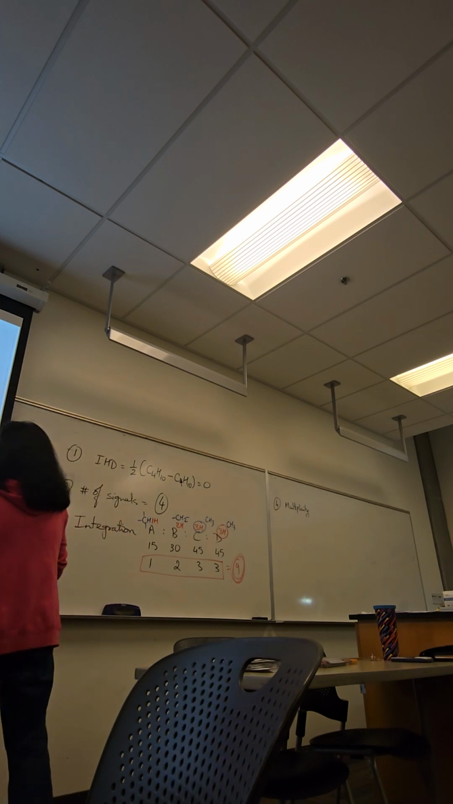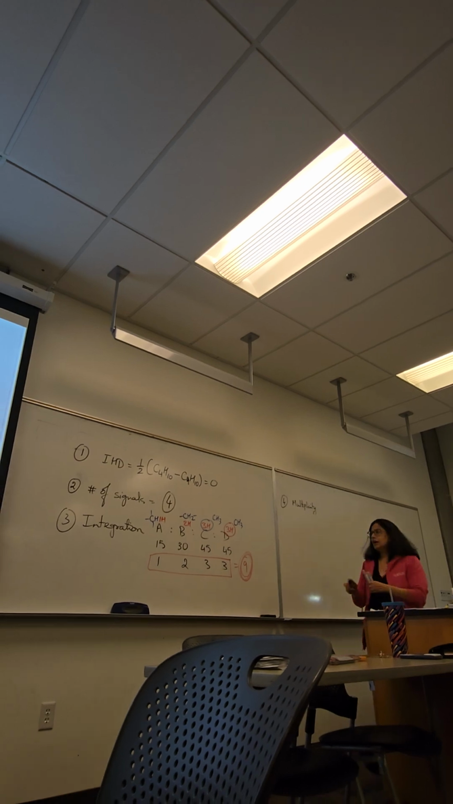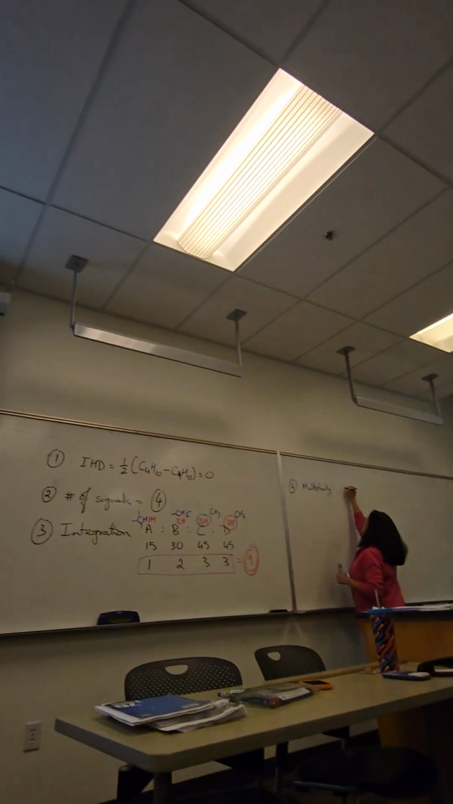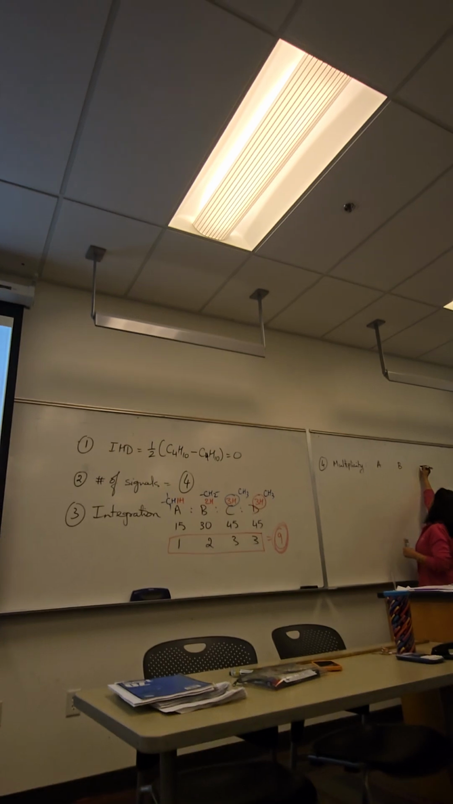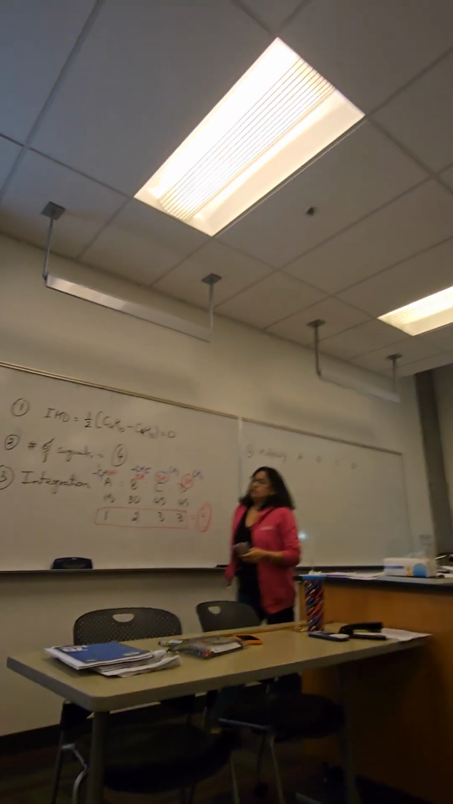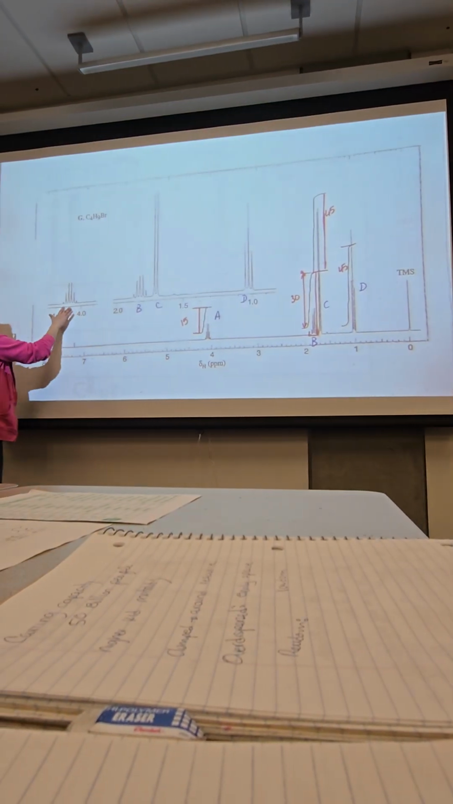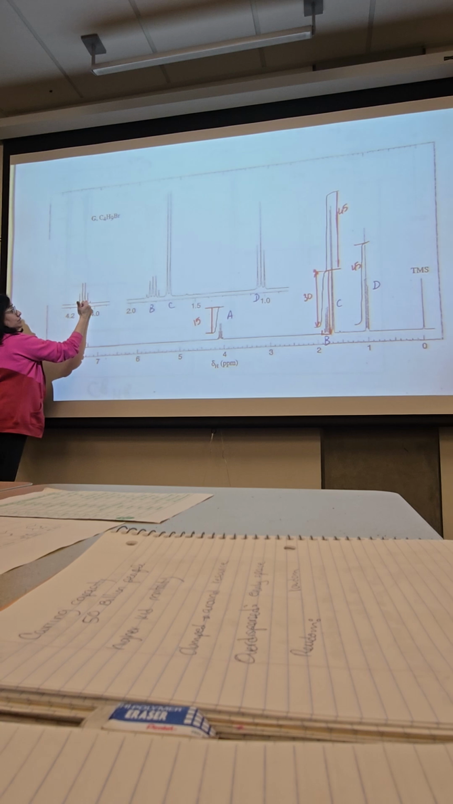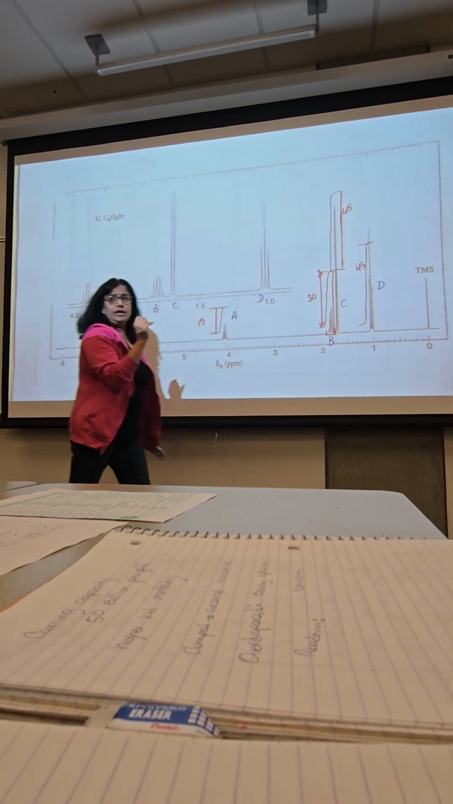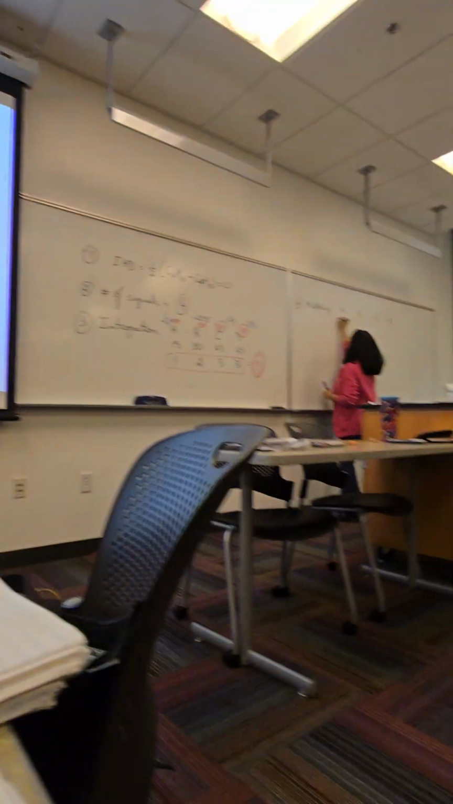Now let's look at multiplicity. Let's start from A and we'll just go down the list, B, C, and D. So let's look at signal A. It's zoomed in here so you can count better. 1, 2, 3, 4, 5, 6. Do you agree? Sextet. So what about B?